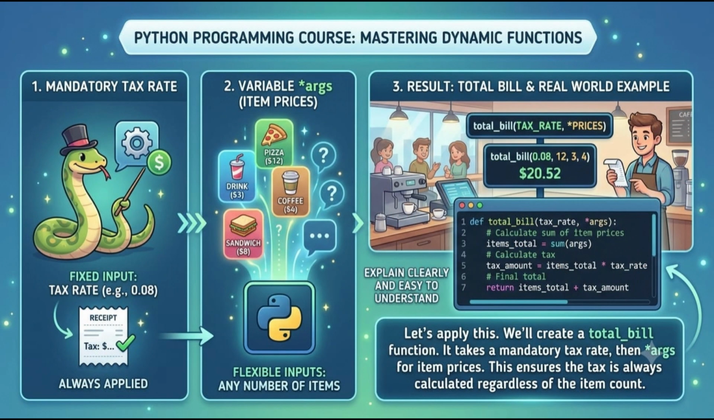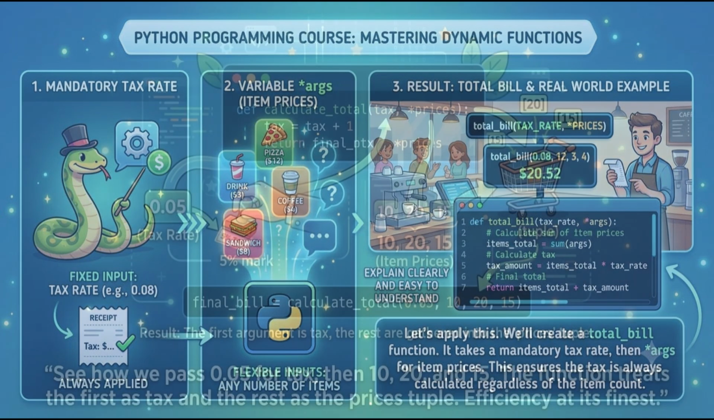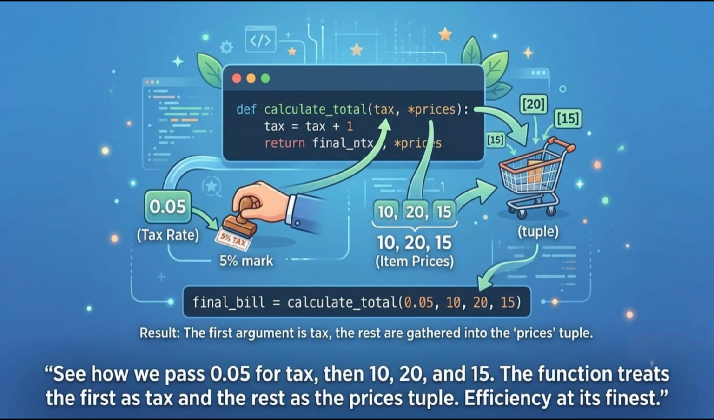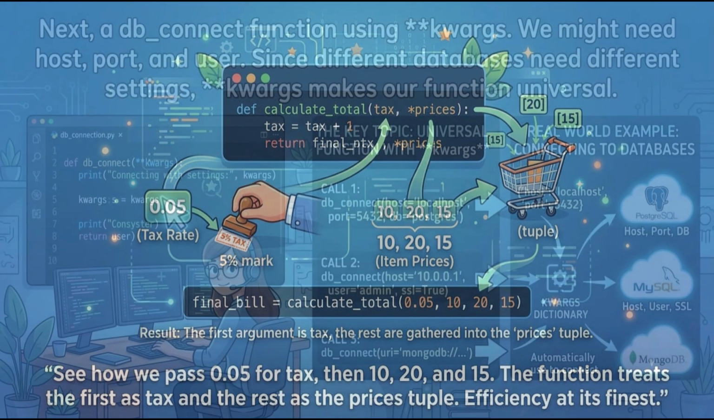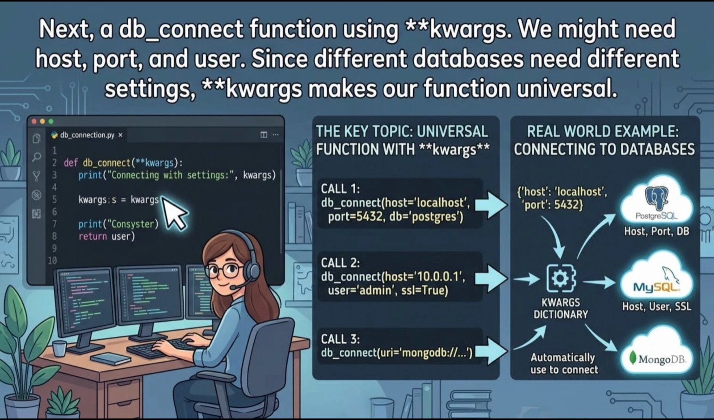Let's apply this. We'll create a total_bill function. It takes a mandatory tax rate, then *args for item prices. This ensures the tax is always calculated regardless of the item count. See how we pass 0.05 for tax, then 10, 20, and 15. The function treats the first as tax and the rest as the prices tuple. Efficiency at its finest.